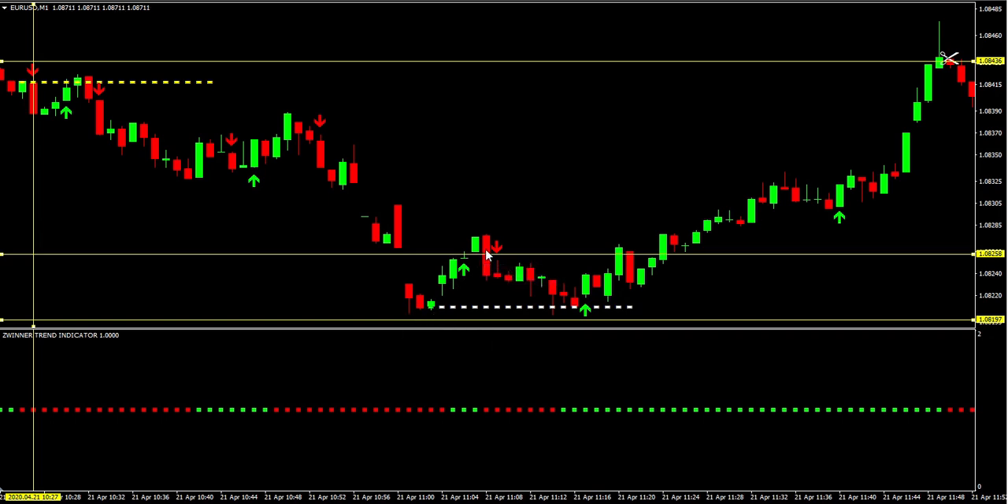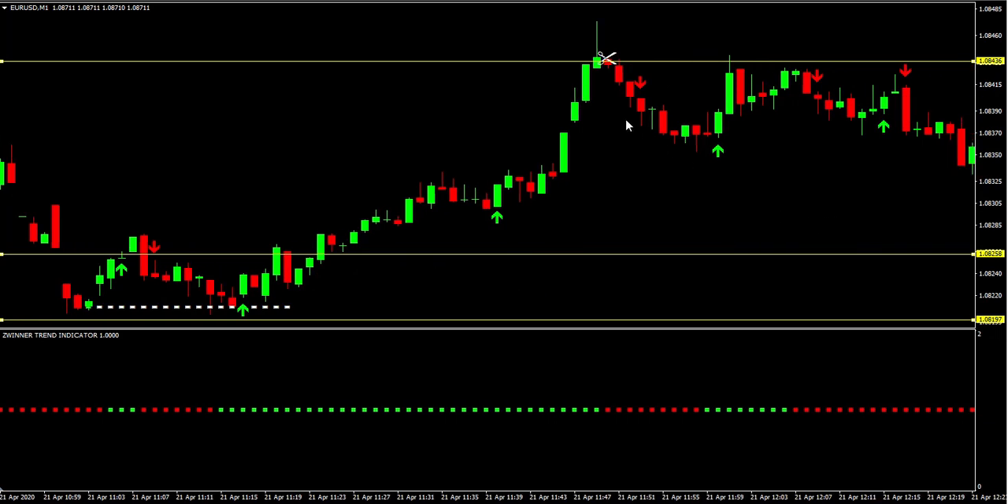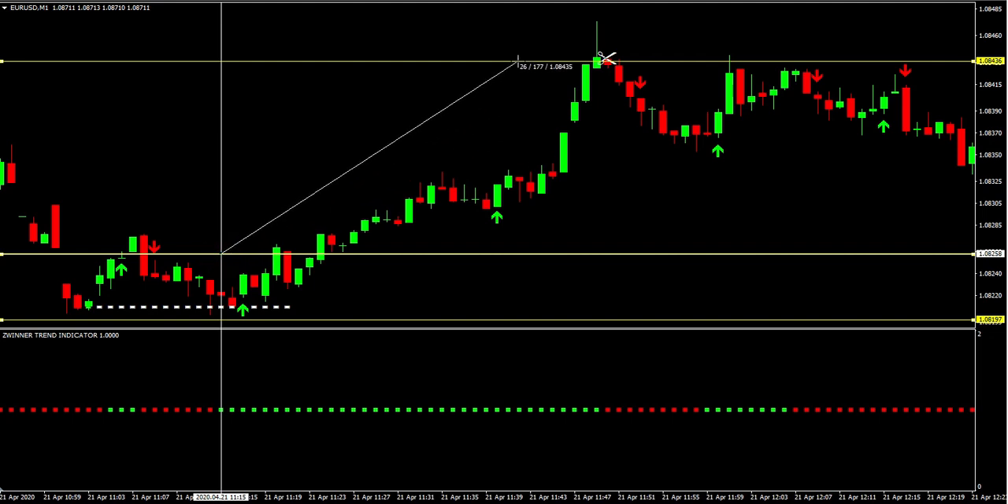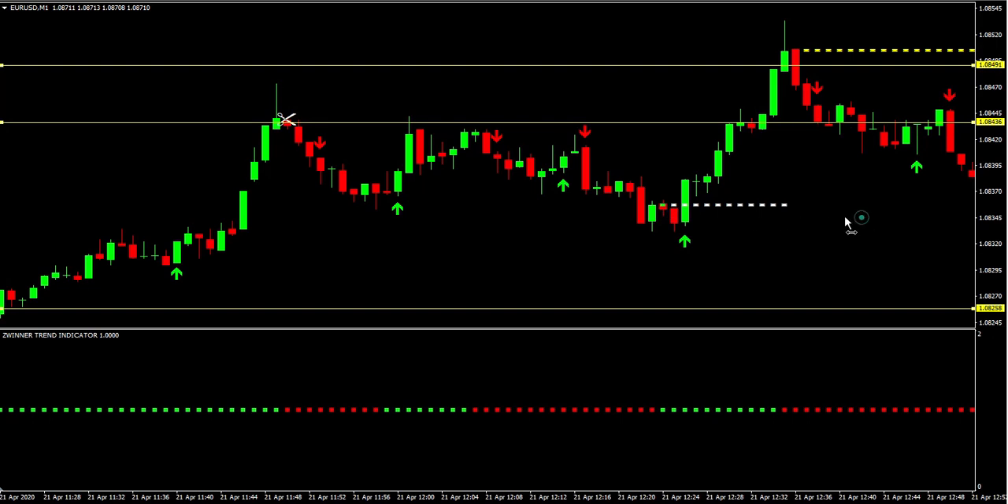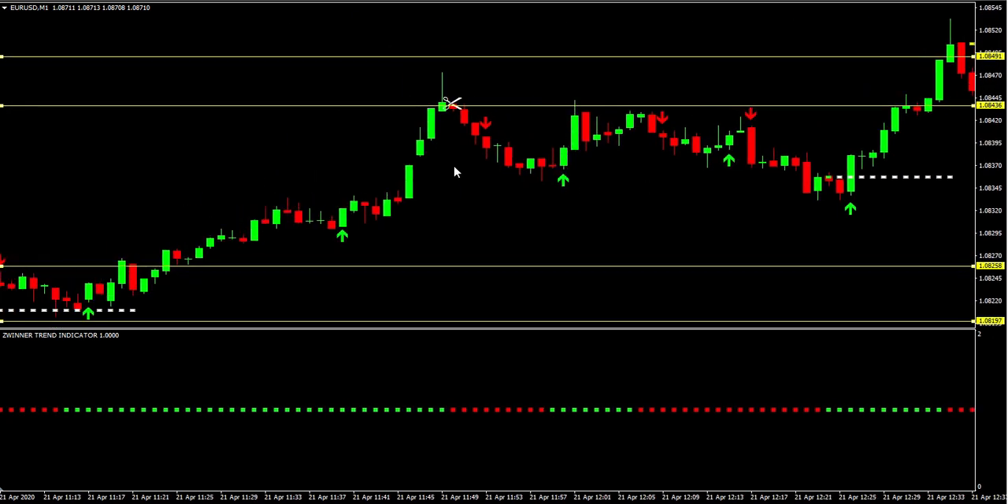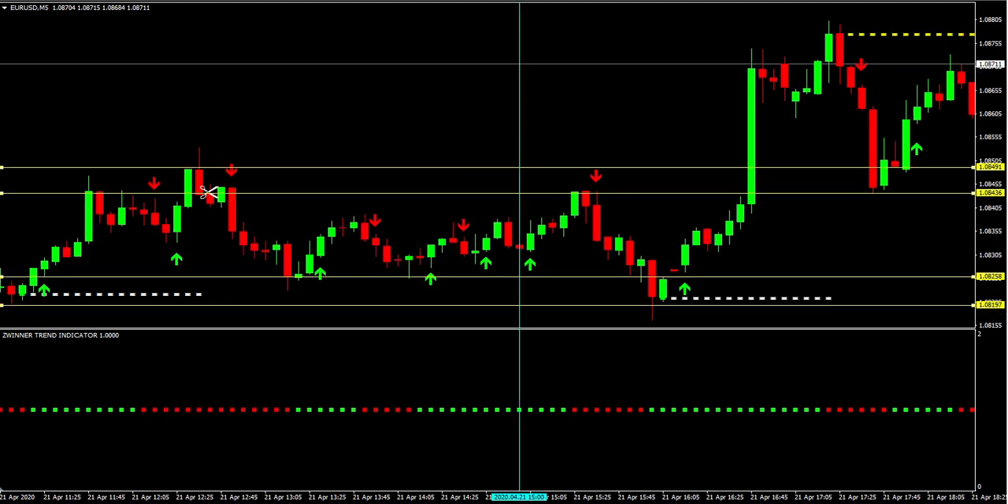And then we continue until we can see the exit signal, which is this pair of scissors. It's telling you to get out. So your profit is about 17 pips again, right? So this is how you trade the 1 minute chart. Now let's have a look at the other charts, 5 minutes chart. Let's change the chart to 5 minutes.